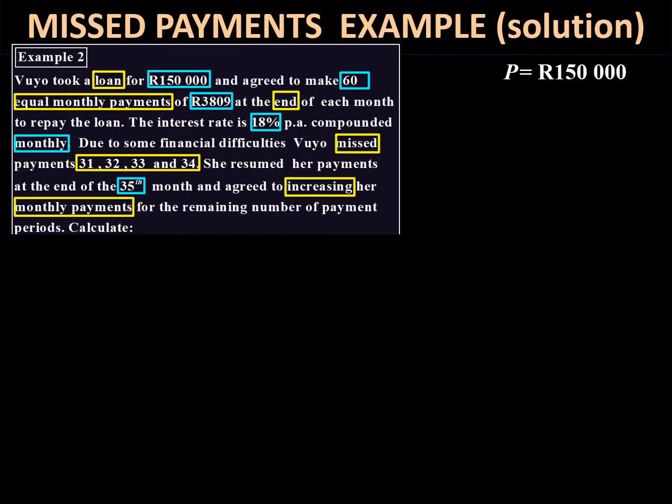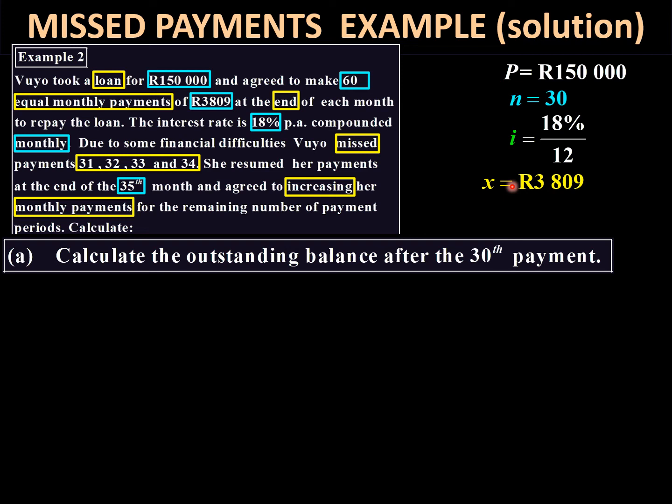Let's look at the first question. So there we've got our information again for us to refer to in case we need it. These are the values that we extracted from the given information. So we want to calculate the outstanding balance. How do we work out the outstanding balance? After the 30th payment, because the 30th was the last time she paid, and then the money is going to start growing. So we want to first of all know what was the balance after she made her 30th payment.